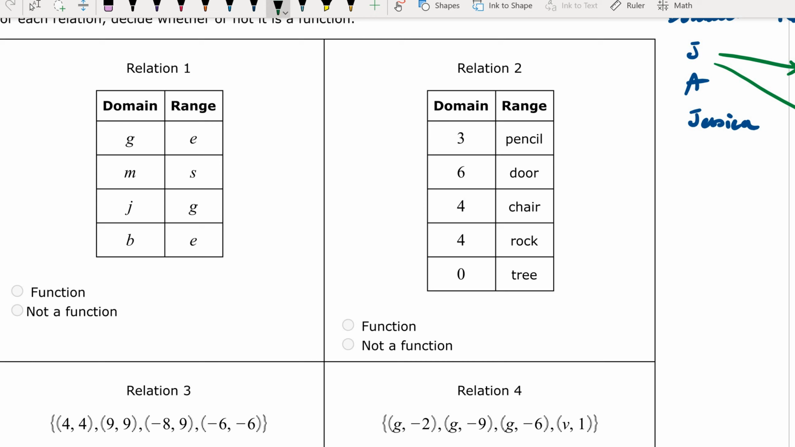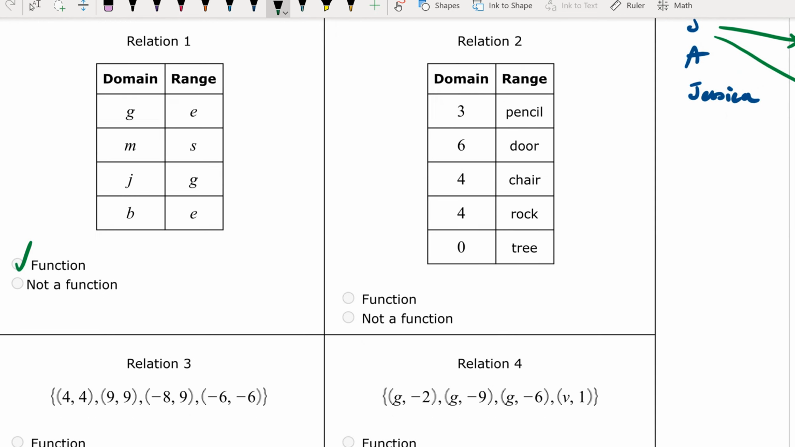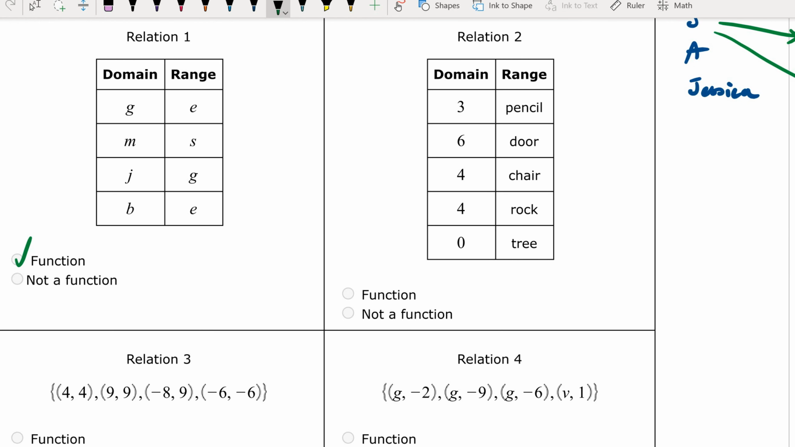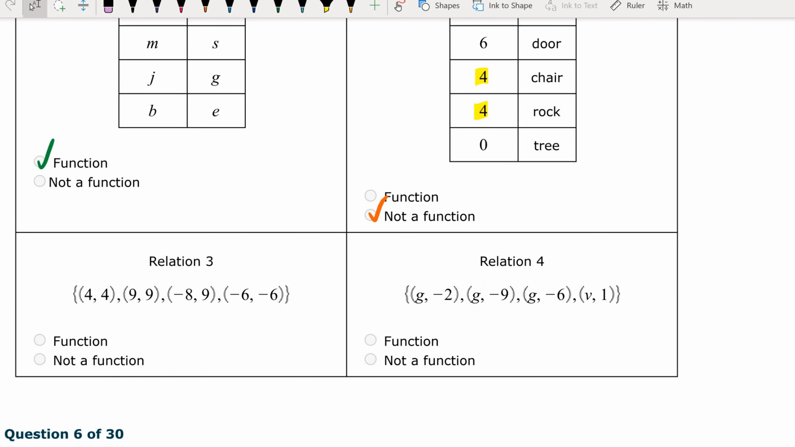Okay, so relation number 1, G, M, J, B, none of them are repeated, so it is a function. Relation number 2, 3, 6, 4, 4, 0. 4 and 4 repeat twice, which means one person going to 2 different places, so it is not a function for number 2. Relation number 3, all we care about is the domain. So the domain is 4, 9, negative 8, negative 6. None of them are repeated, so it is a function. Number 4, G, G, G. So G is repeated 3 times, so it is not a function.